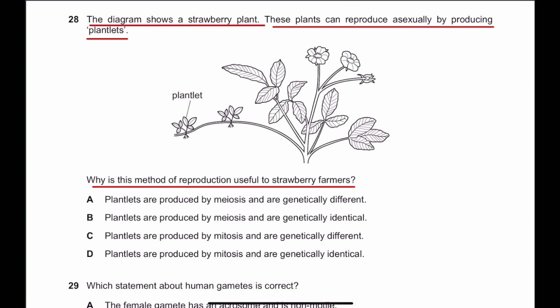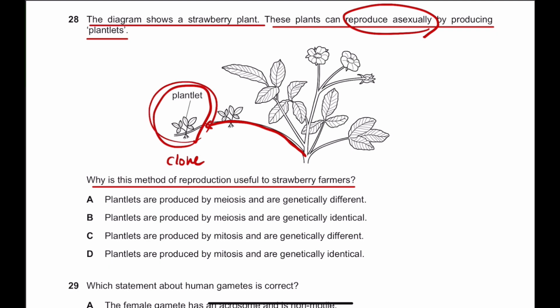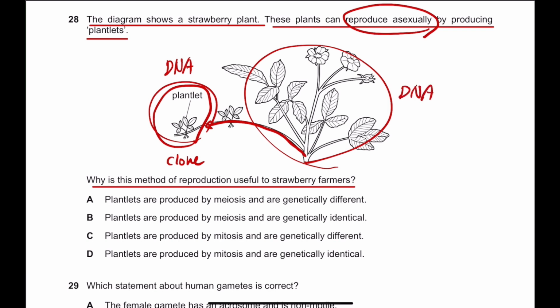So, looks like this plantlet comes from the same strawberry plant, which means, as it says, it's reproduced asexually, which means it's a clone. Clone means this plantlet has exactly the same DNA as this strawberry plant. So these two DNAs are the same. Okay?